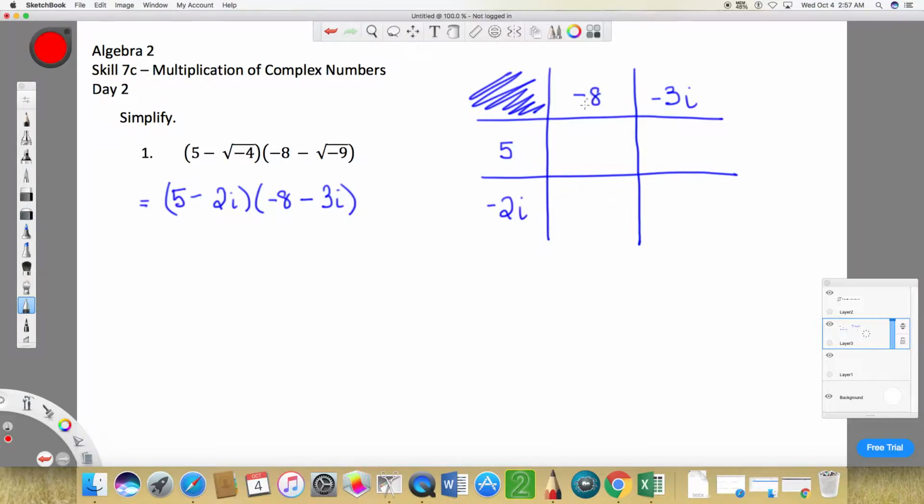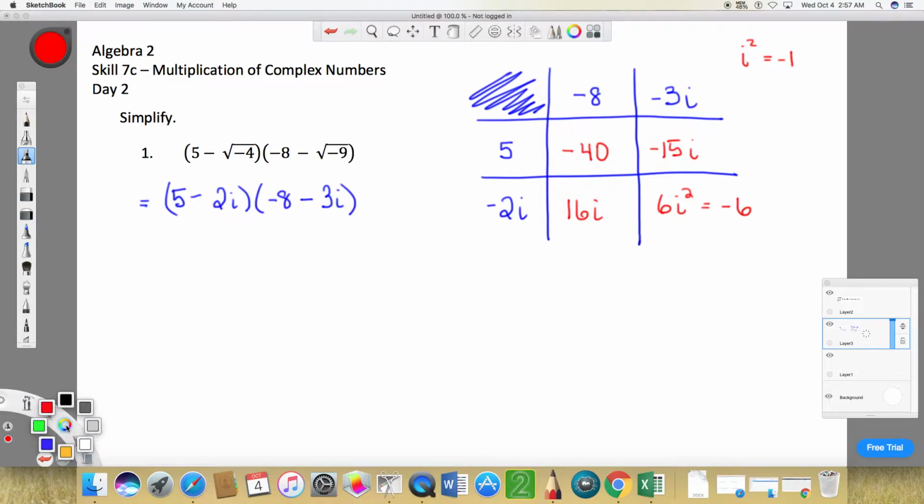the positive times the negative is negative, positive times the negative is negative, times the I, negative times the negative is positive, times I, negative times negative is positive, I squared is -1. And what that -1 does is it changes the sign of that 6 to a -6. So now we're ready to add the entries in our table.